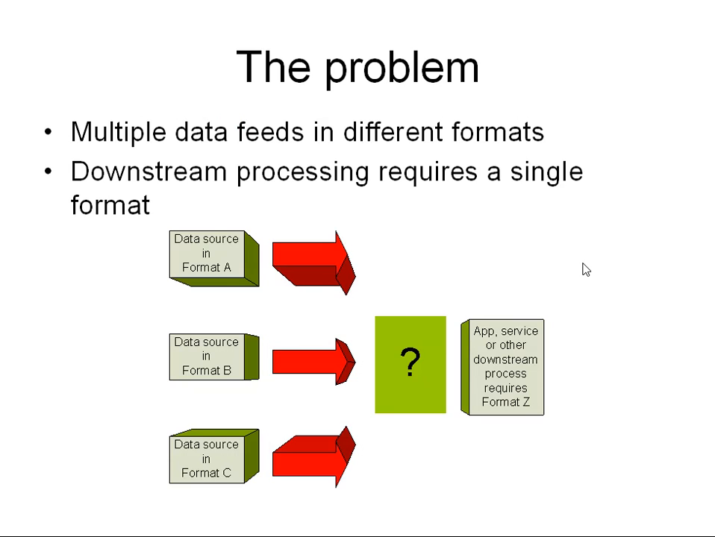The problem. This problem is very common where a company that has to process some data receives that data from multiple organizations, and often each organization is providing that data in a different format. It could be CSV files, could be XML files, could be Excel files, whatever. That data, regardless of where it came from, must be converted to a single format so that it can be processed by a back-end application or downstream processing of some form.